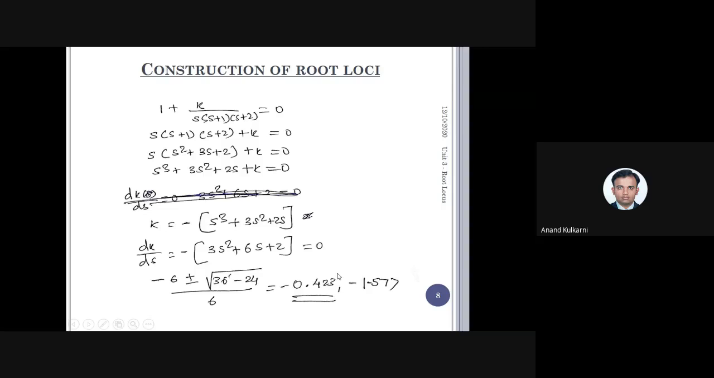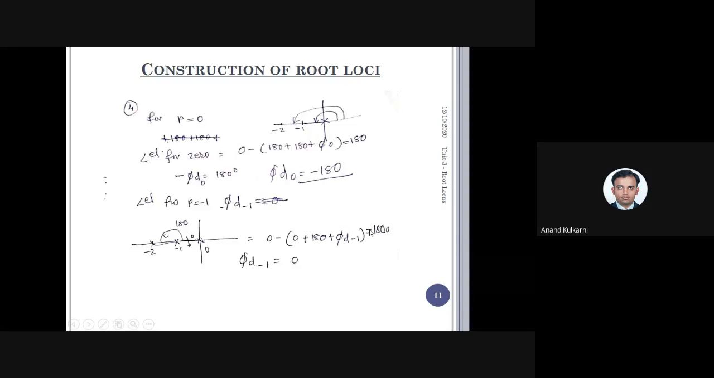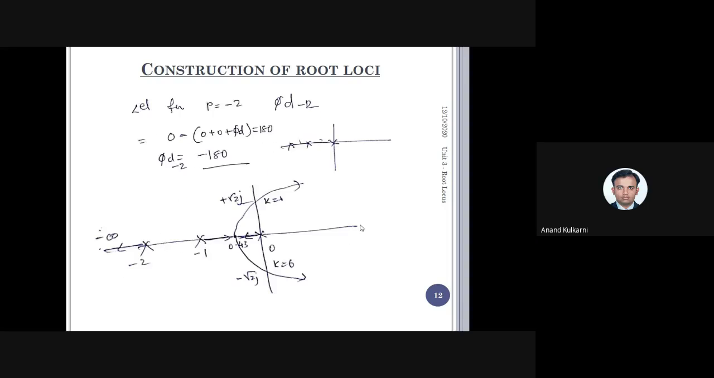Now we have to still calculate. Another may also be possible. That we'll see. So whether this is possible or not, that we'll see by calculating the third angle of departure. The third angle of departure is for pole at minus 2. So pole at minus 2, that is phi d minus 2. Angle of zeros are 0. If you join this line with this line, that angle is 0. Join this line with this line, angle is 0. Both the angles are 0. When both the angles are 0, add phi d to that, which is equal to 180 degrees. So phi d minus 2 is minus 180 degrees or plus 180 degrees.